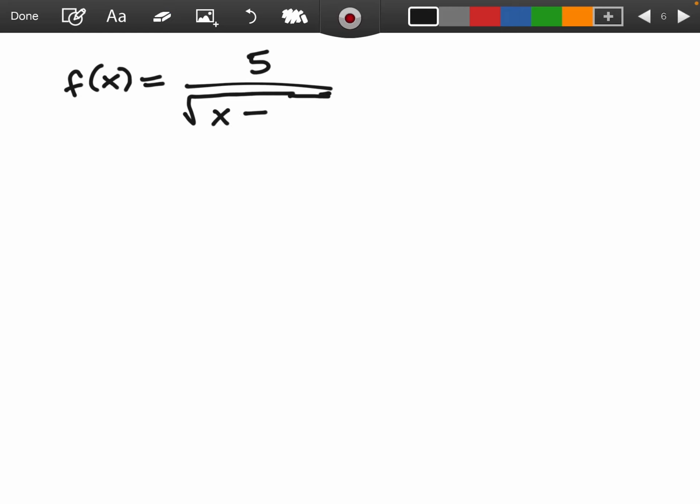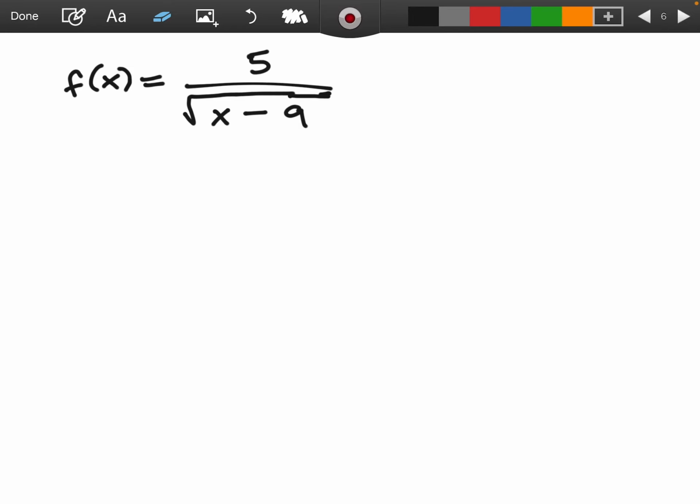The next example that I'm going to do is something that includes a square root and a fraction. So now I'm going to have f of x is equal to 5 over the square root of x minus 9. Because of this fraction and square root, I have 2 things I've got to deal with here.